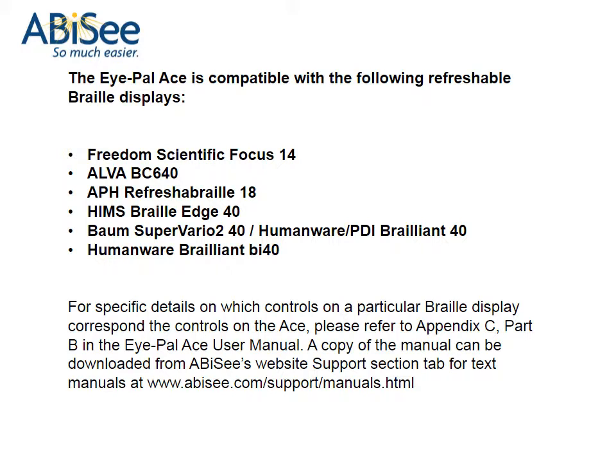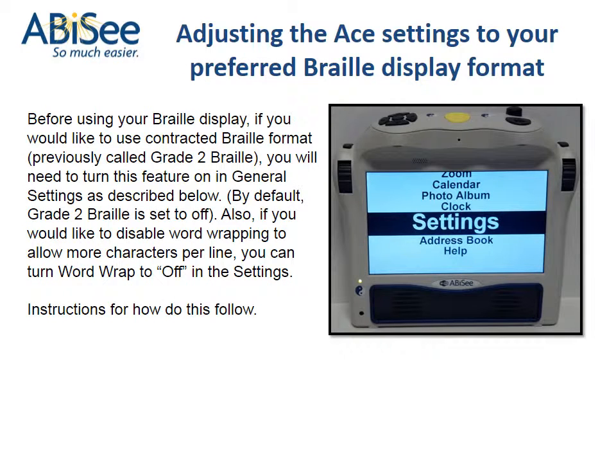For specific details on which controls on a particular braille display correspond to controls on the Ace, please refer to Appendix C, Part B in the iPal Ace User Manual. A copy of the manual can be downloaded from ABZ's website support section tab for text manuals at www.abz.com/support/manuals.html.